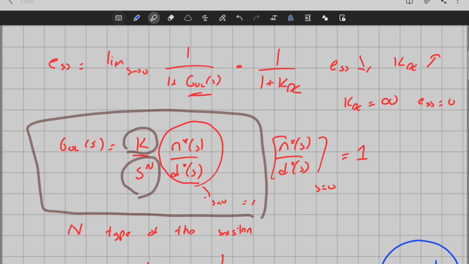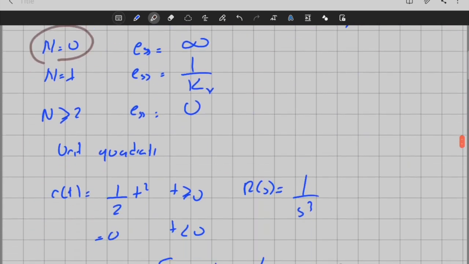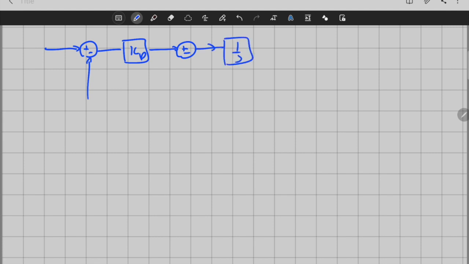That's great. So let's solve an example to better understand the steady state error performance and characteristics. Let's look at, remember, our previous feedback diagram from the previous lecture. I have Kp, minus, and this is 1 over s.